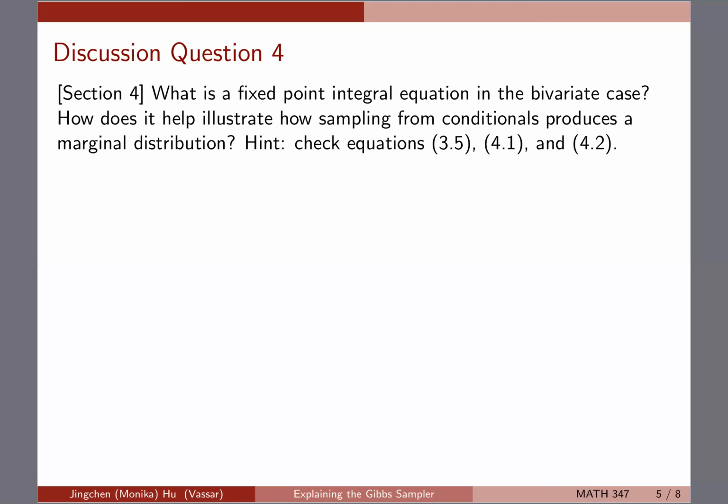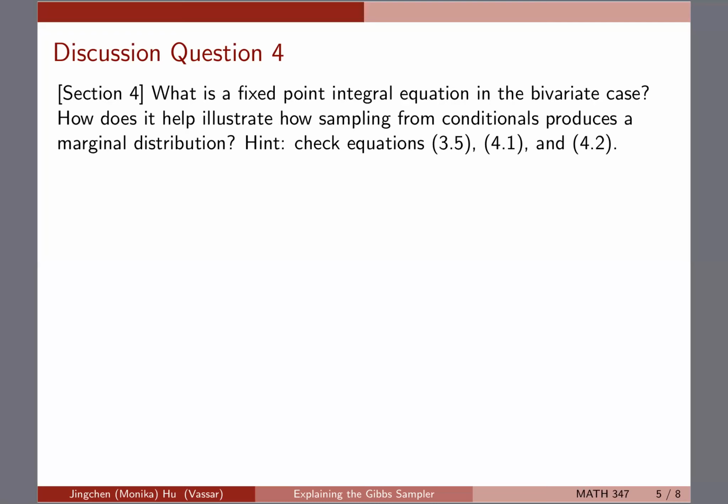Yeah, Katie. So it says that equation 4.1 is the fixed point integral equation. And that's just the combination of h of x of t, which is the integral of the product of the marginals, and f of x of t, which I guess is just f of x evaluated at t. And then it goes on to say how that's another form of the Gibbs scheme. So I guess it reiterates how you can use the conditionals to find the marginal, but that's the extent of my understanding.